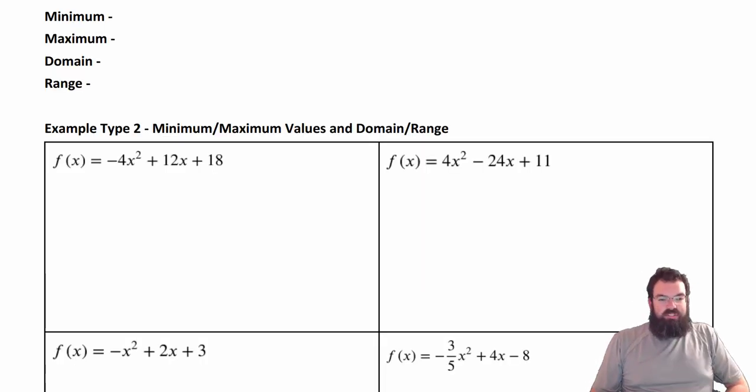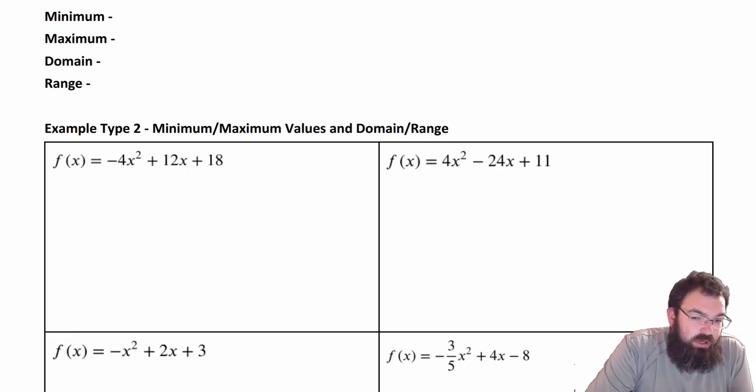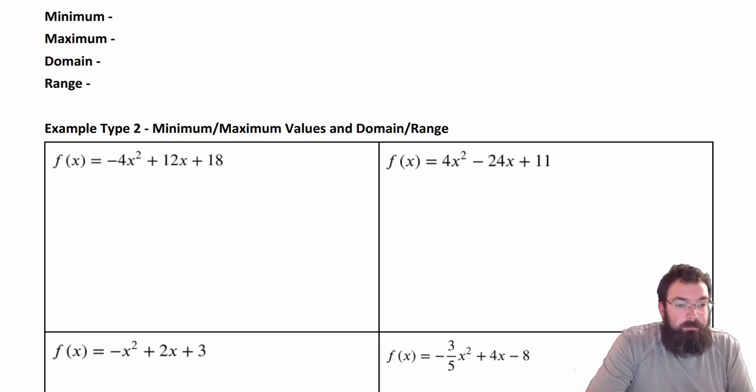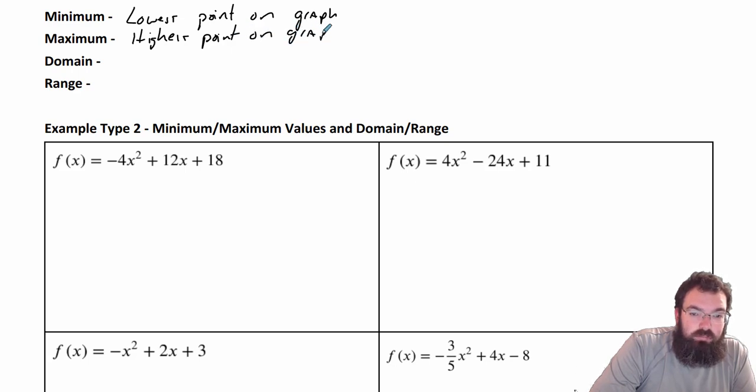All right, welcome back. This is example type number 2, and we're going to basically do the same thing. We're not really going to graph them, but we're going to be talking about min-maxes and domain and range. And we'll talk about what those mean in definitions and have those down. It's not a very hard concept. Minimum is what we call the lowest point on the graph. So that means the maximum is probably the highest point, right? Pretty simple on a graph. For domain, it's the x values, and for the range, it's the y values.